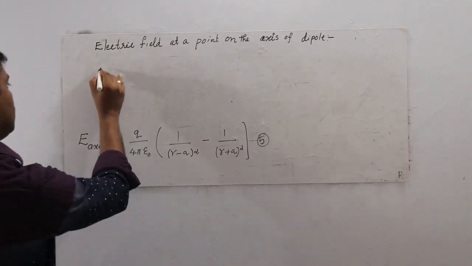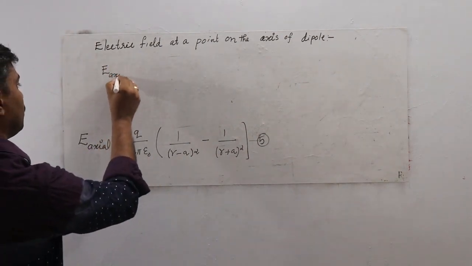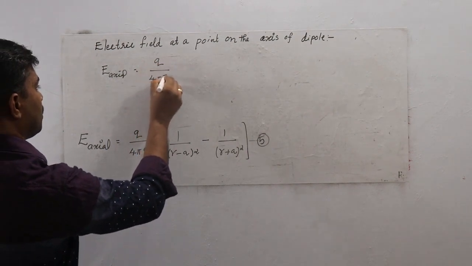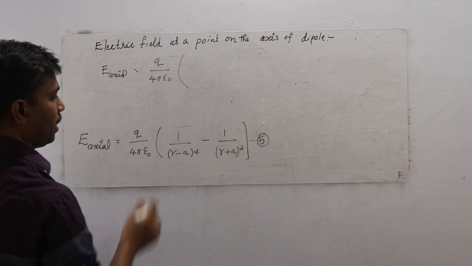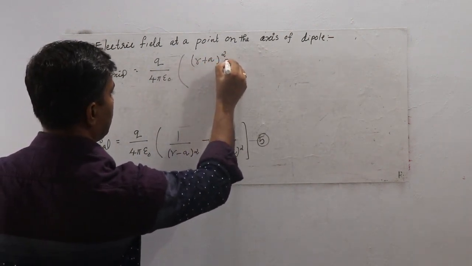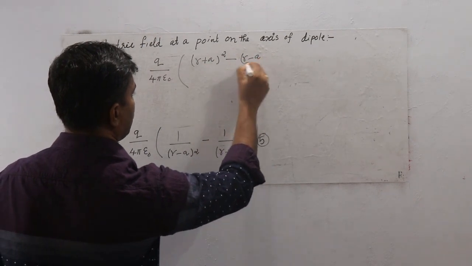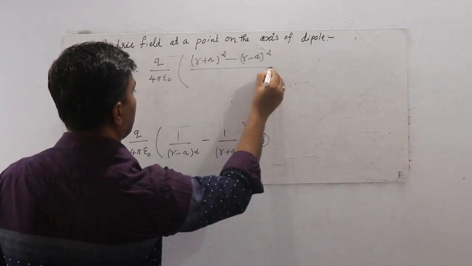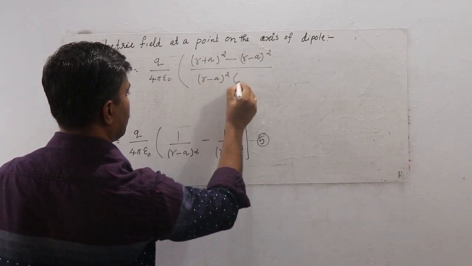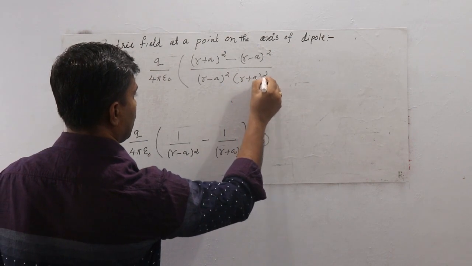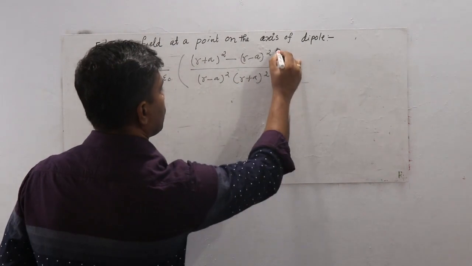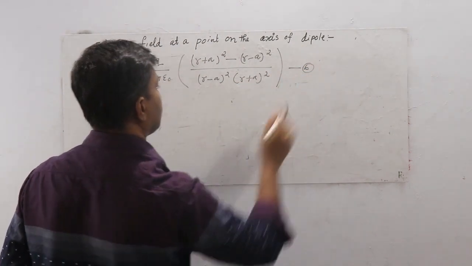What we can write? E axial is equal to Q by 4 pi epsilon 0. We are cross multiplying, so we get (R plus A) whole square minus (R minus A) whole square, divided by (R minus A) whole square into (R plus A) whole square. Clear? So this is equation number 6.